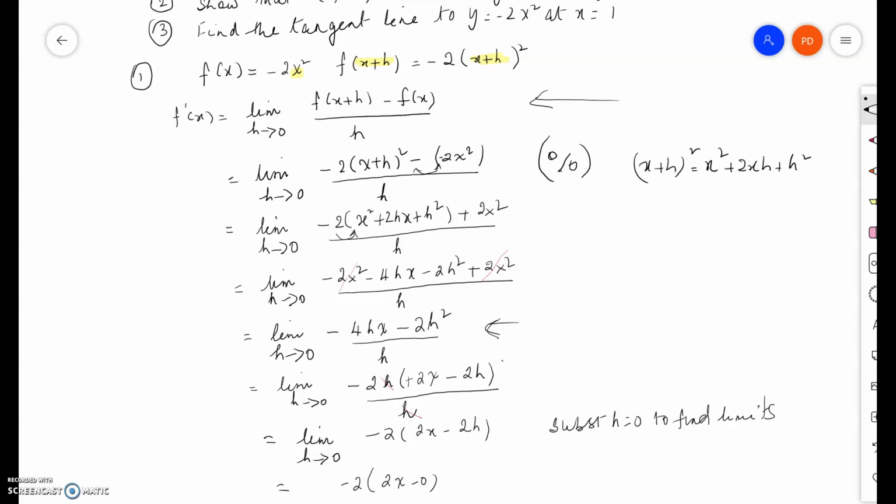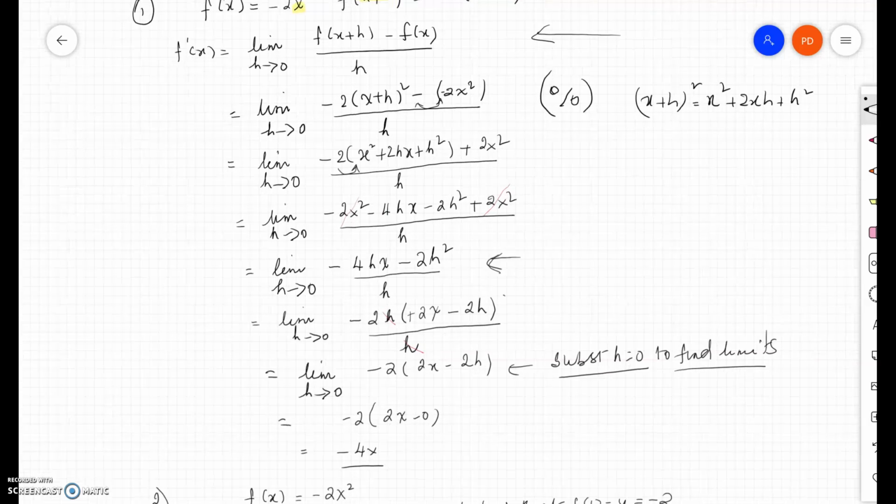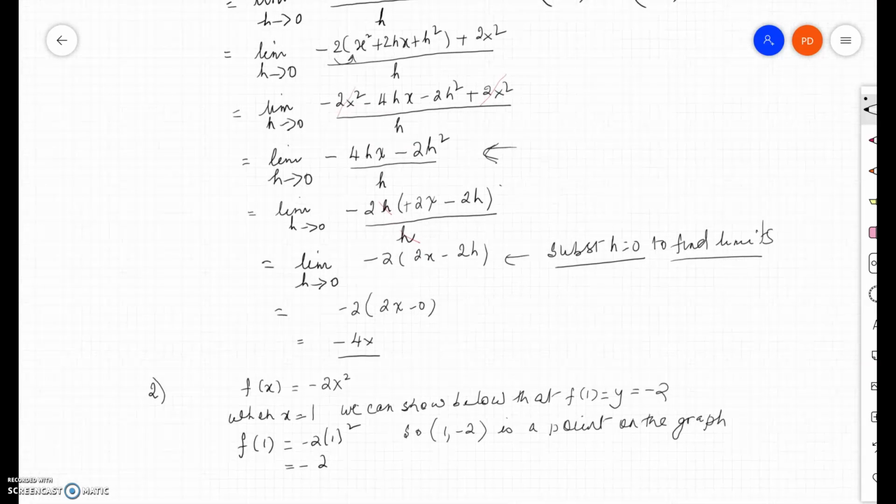So we are left with the limit as h approaches 0 of negative 2 times (2x plus h). At this point, we need to find the limit, and it can be done by substituting h equals 0 because the h in the denominator is cancelled. So we don't have a 0 in the denominator. So once we substitute h equals 0, we get negative 4x. So what we've shown is that f prime of x is equal to negative 4x.